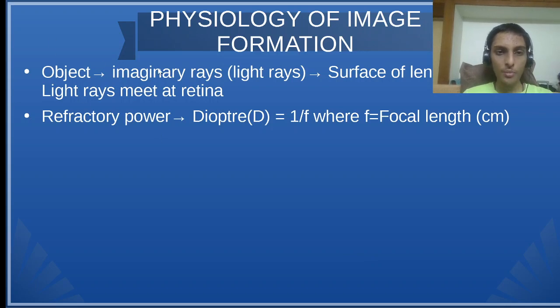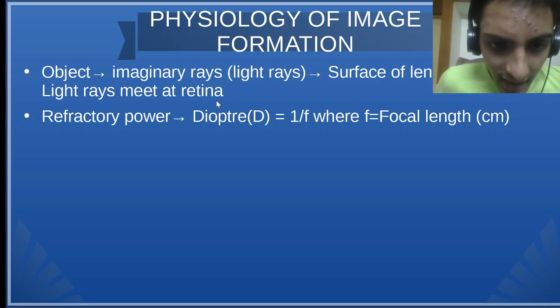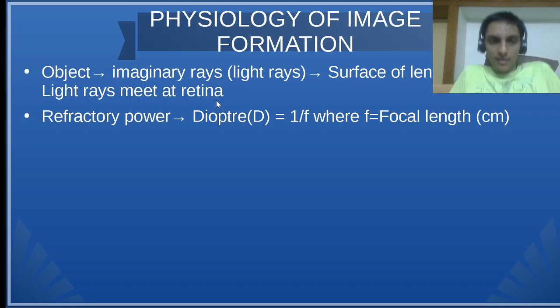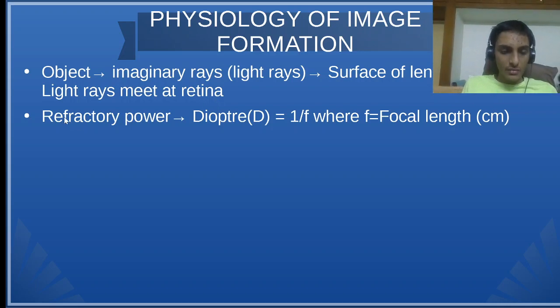This is the process. So let's see the physiology of image formation. What is happening? From the object we are getting some imaginary light rays that are hitting the surface of the lens. Once that happens, there is a refraction, because lens is a refractory surface. Mirror is a reflectory surface. This is the refractory surface. Basic physics. Once it is refracted, the light rays will meet at the retina. Now the refractive power will be measured in diopters, where diopter is nothing but 1 by f, with focal length measured in meters.